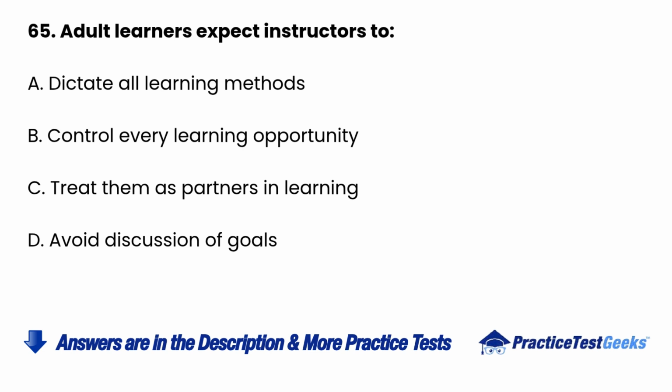65. Adult learners expect instructors to A. Dictate all learning methods. B. Control every learning opportunity. C. Treat them as partners in learning. D. Avoid discussion of goals.